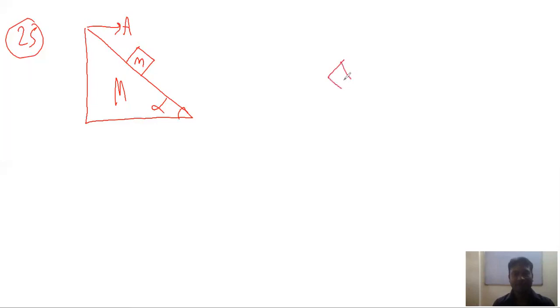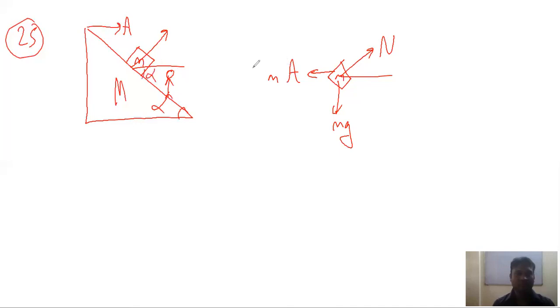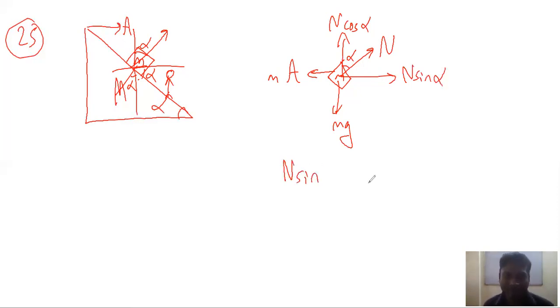If I consider the free body diagram of small m, sitting in the wedge frame, there will be a pseudo force small m into capital A in the backward direction. Then there will be a force mg in the downward direction, and normal reaction N in the upward direction, and this normal reaction will have two components. This angle is 90 minus alpha, so this will be alpha. So this angle will also come out to be alpha. So the vertical component will be N cos alpha, and the horizontal component will be N sin alpha. The Newton's law equations are N sin alpha = mA, N cos alpha = mg.